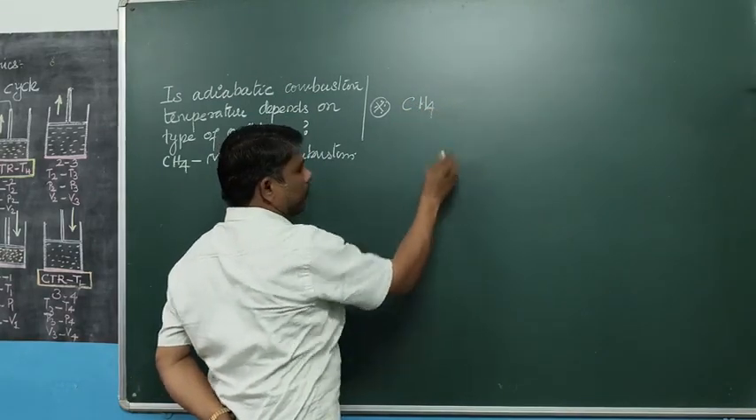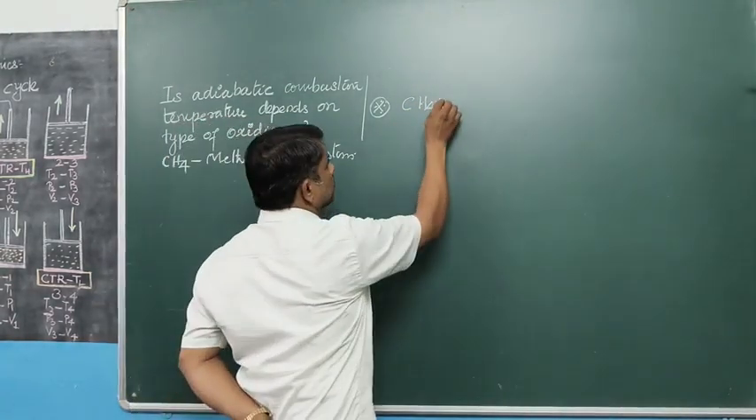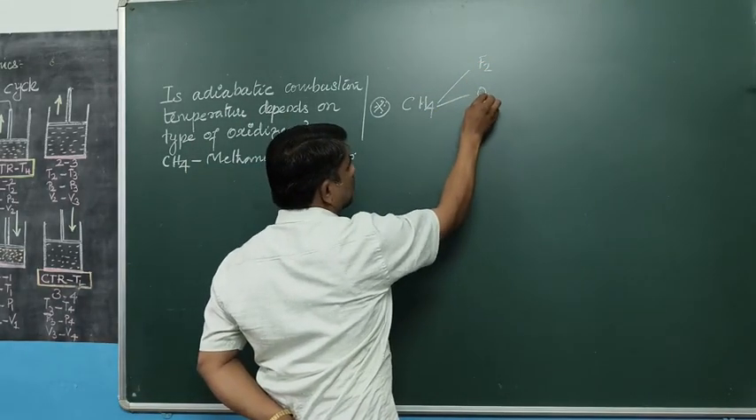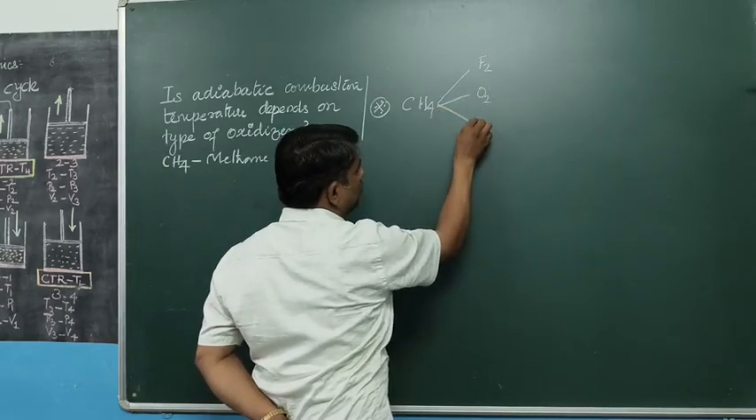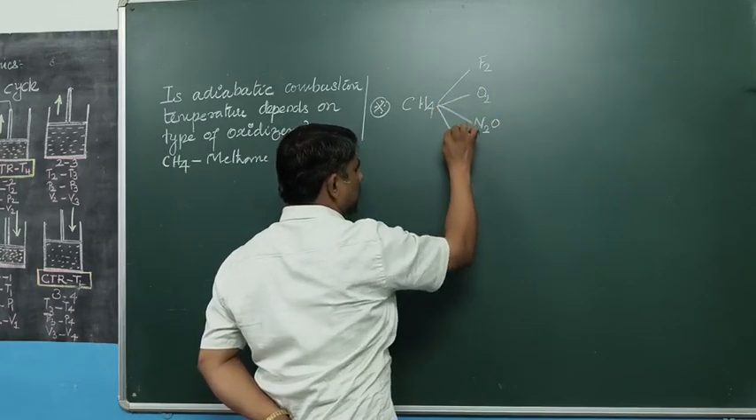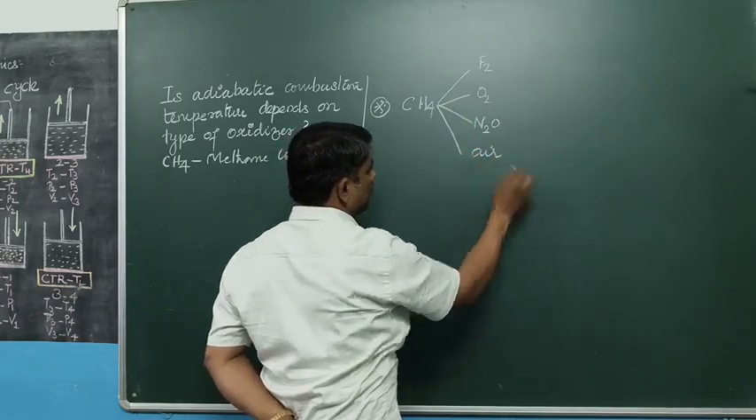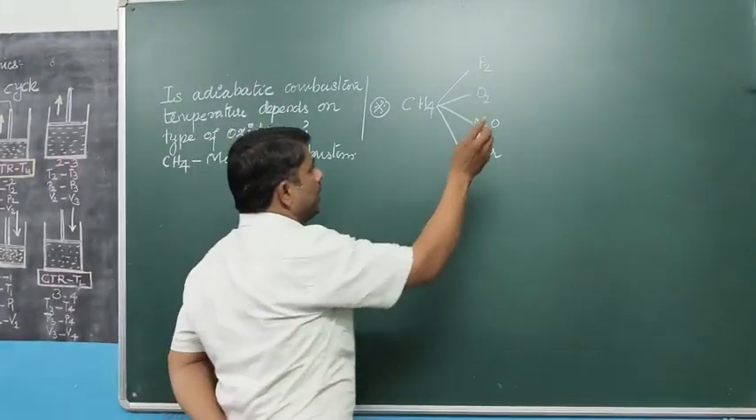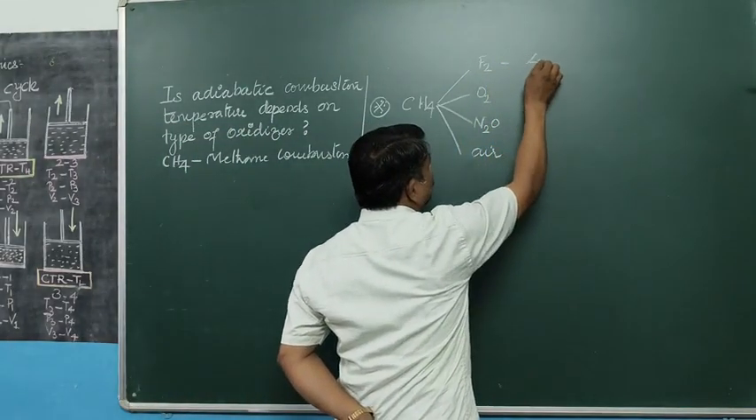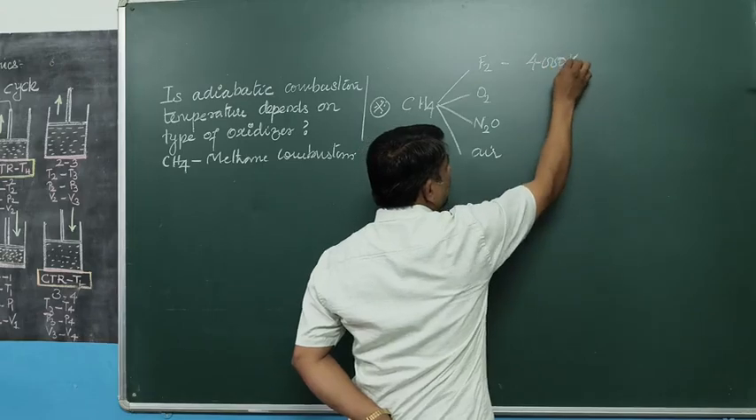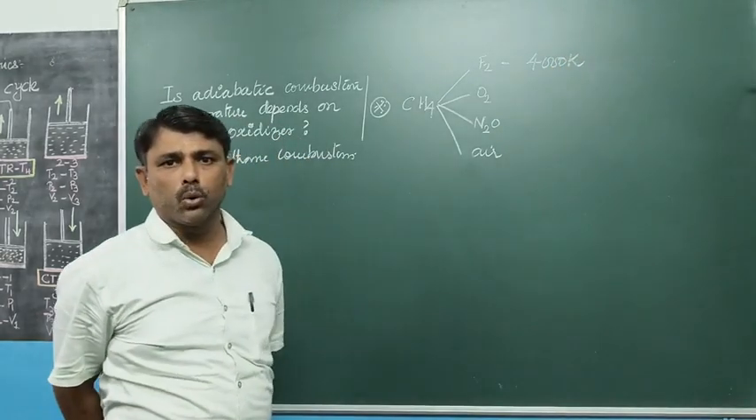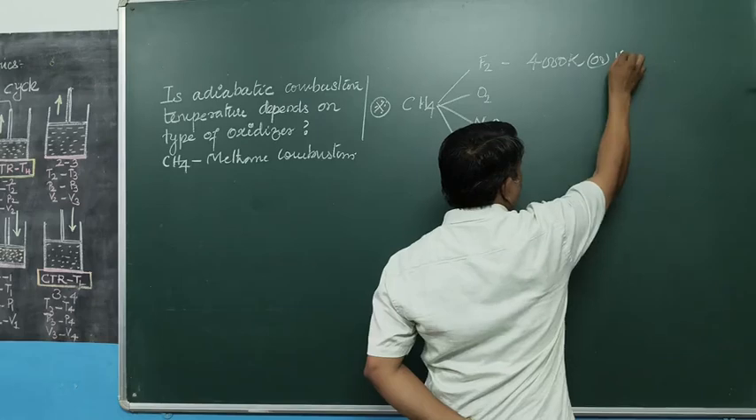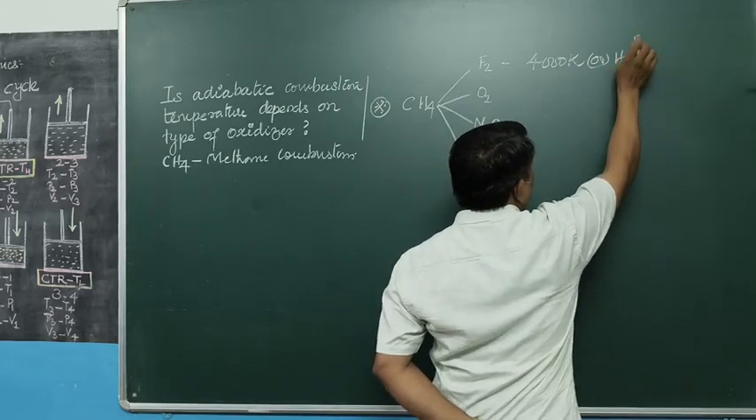Combustion of methane by using fluorine. Combustion of methane by using oxygen. Combustion of methane by using nitrous oxide. Combustion of methane by using air. While you use fluorine as an oxidizer, it gives 4000 degree Kelvin adiabatic combustion temperature or more. This is highly exothermic.